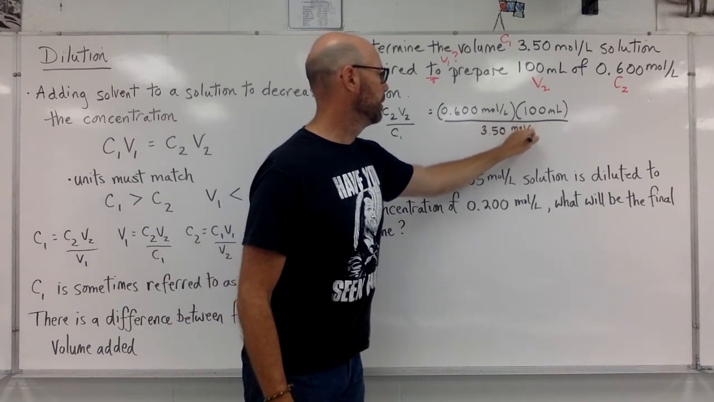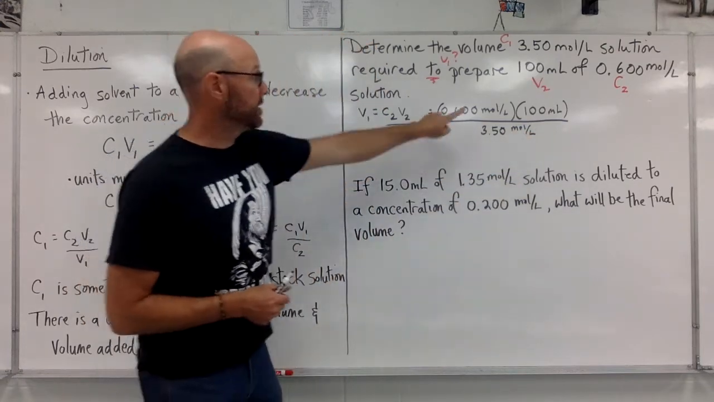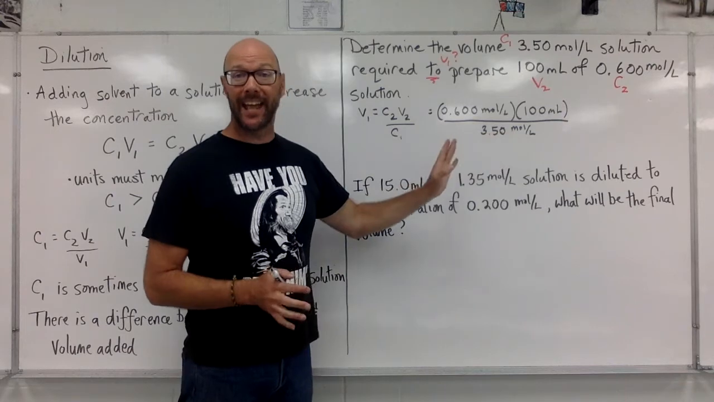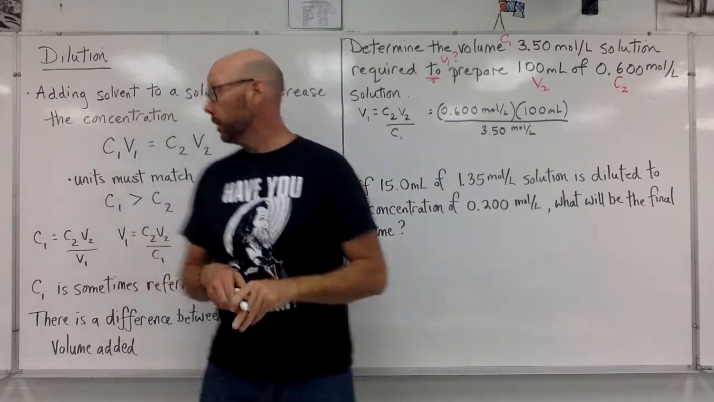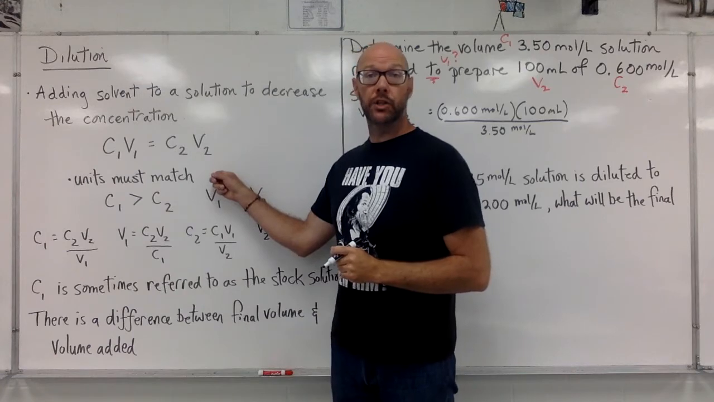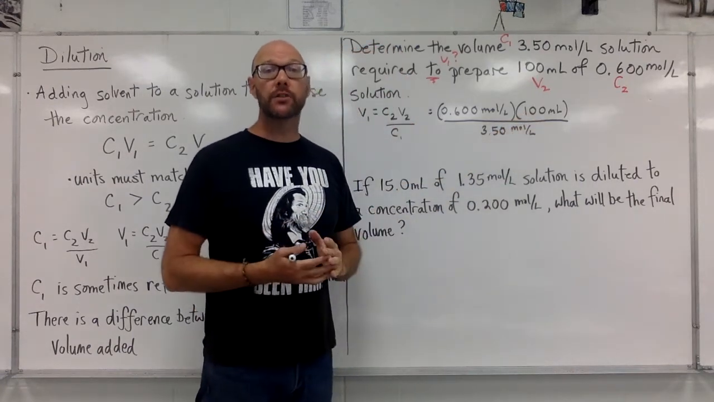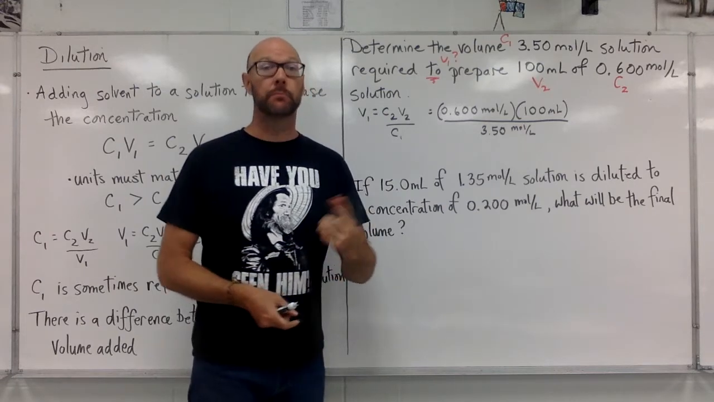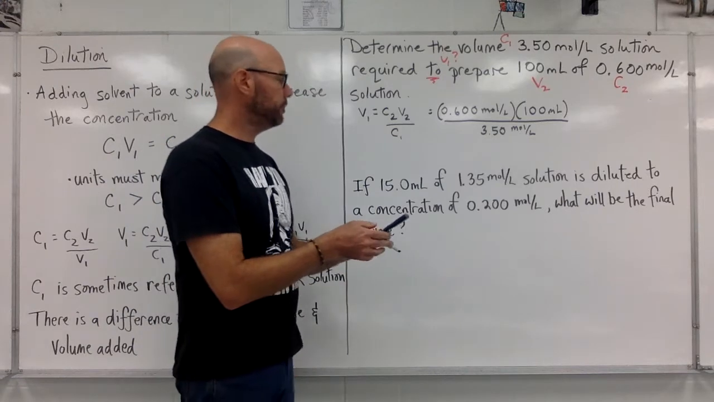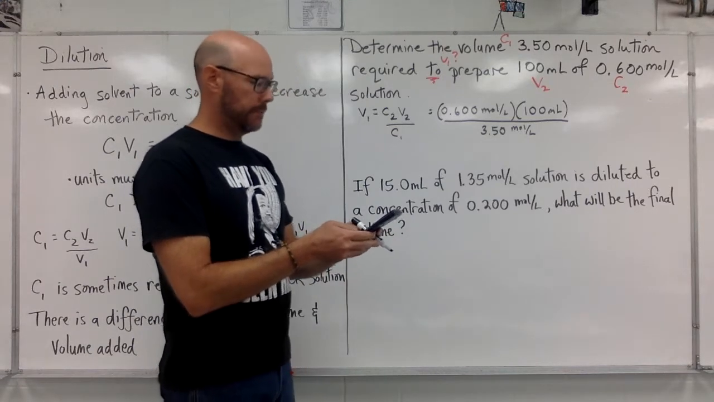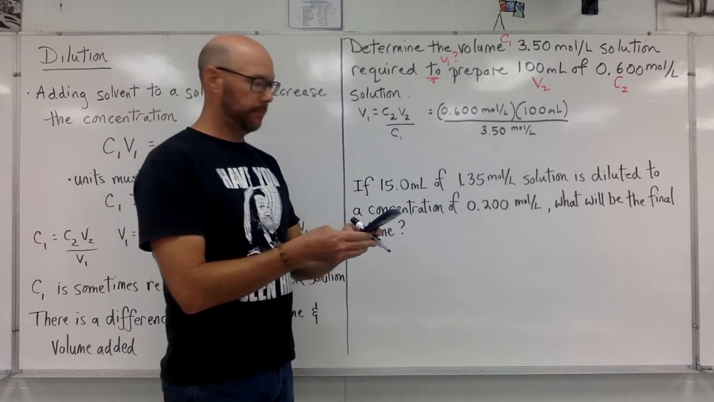moles per liter. When I look at the algebra here, I can see that the moles per liter are going to cancel, and that leaves my answer in milliliters, or the units are going to match. Because my first volume was in milliliters, this answer is likewise going to come out as milliliters, and that's okay. Get my calculator, here we go. 0.6 times 100 divided by 3.5.